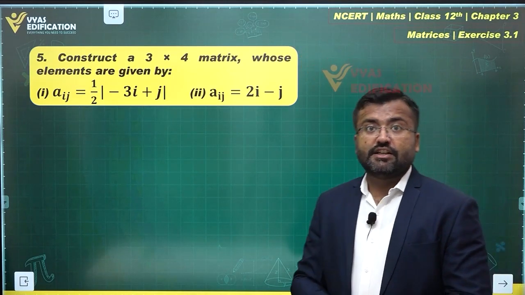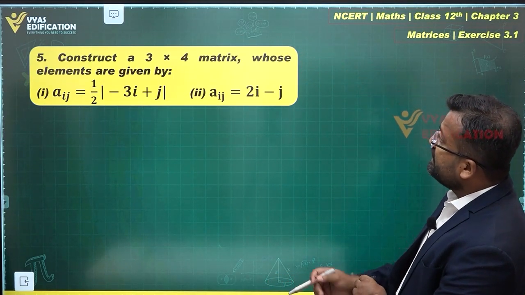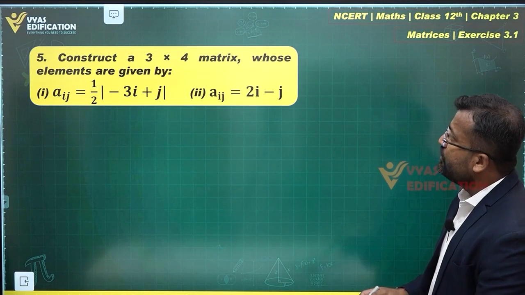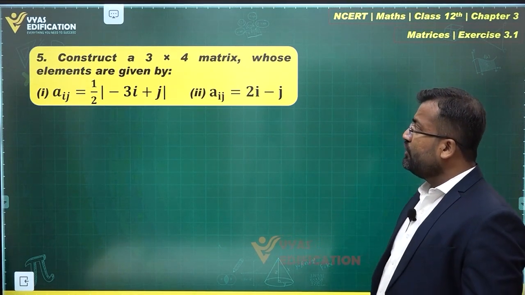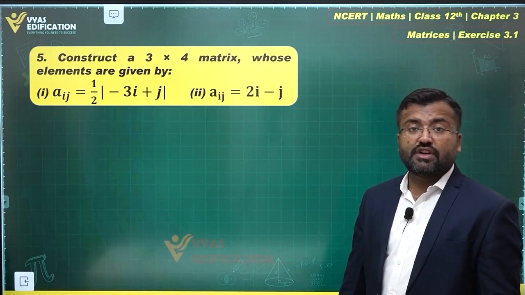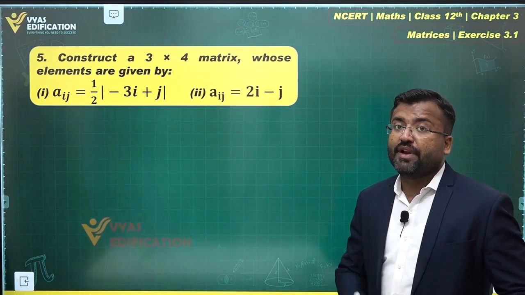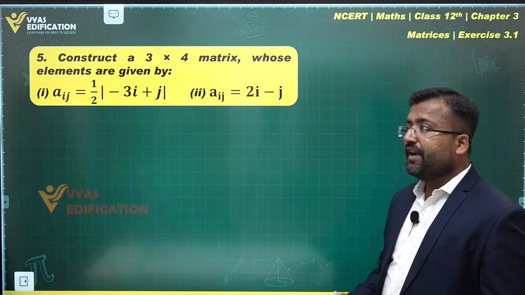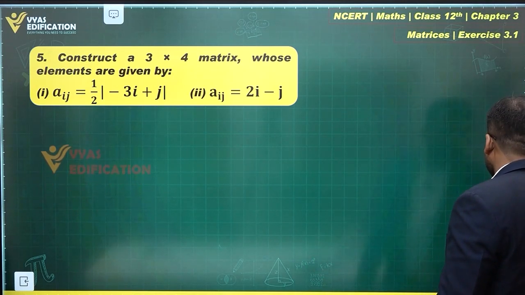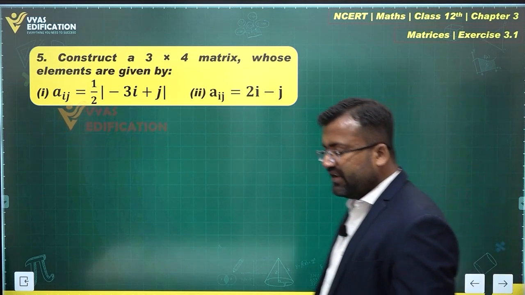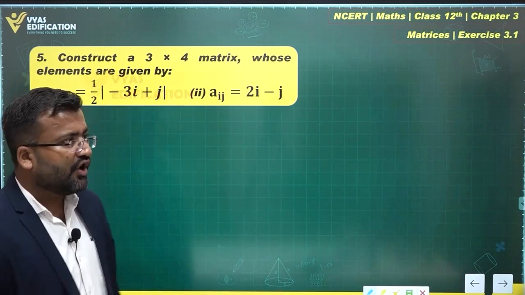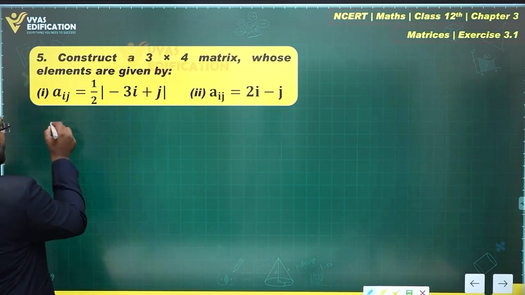Let's discuss this question where it says construct a 3 by 4 matrix whose elements are given by this and this. There are two parts of this question and we are supposed to construct a 3 by 4 matrix. Now what does a 3 by 4 matrix look like? Let's take a look at that first. A 3 by 4 matrix would have 3 rows and 4 columns, and yes, it would look like this.